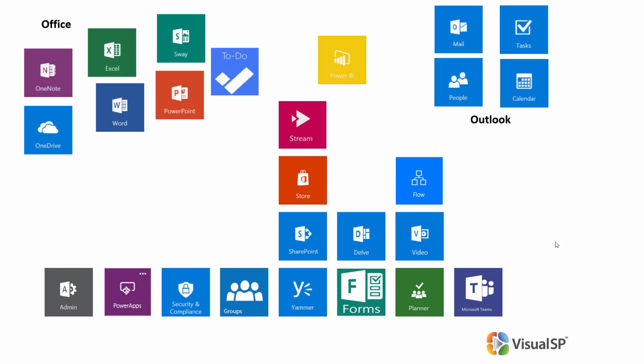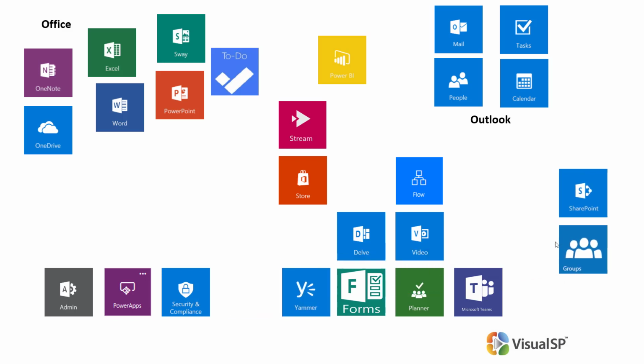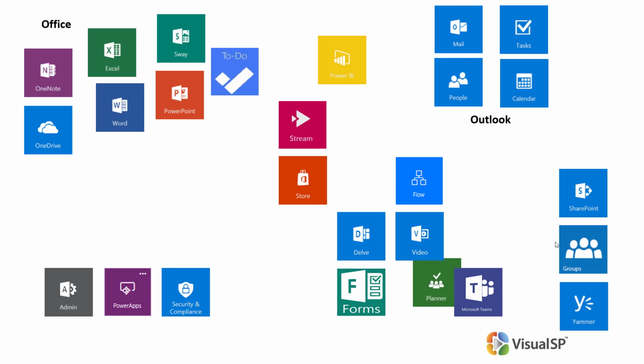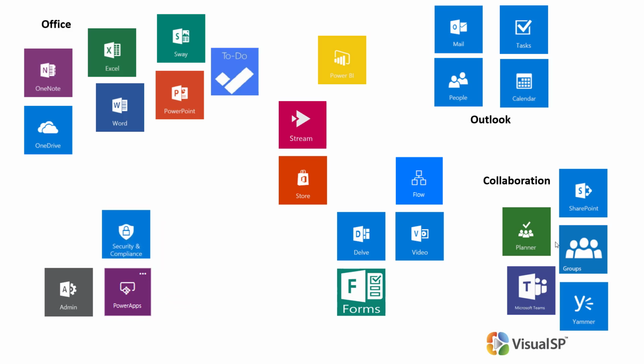Then we have Power BI, that stands by itself actually. It's got the business intelligence visualization, very powerful ones. Then you got on the other side SharePoint, Groups, Yammer, Planner, Microsoft Teams, and we'll call this group Collaboration. That's where collaboration, the back and forth, happens in these ones specifically. Then you have Security and Compliance. That also stands by itself. This is where you set up security and compliance if you need to.